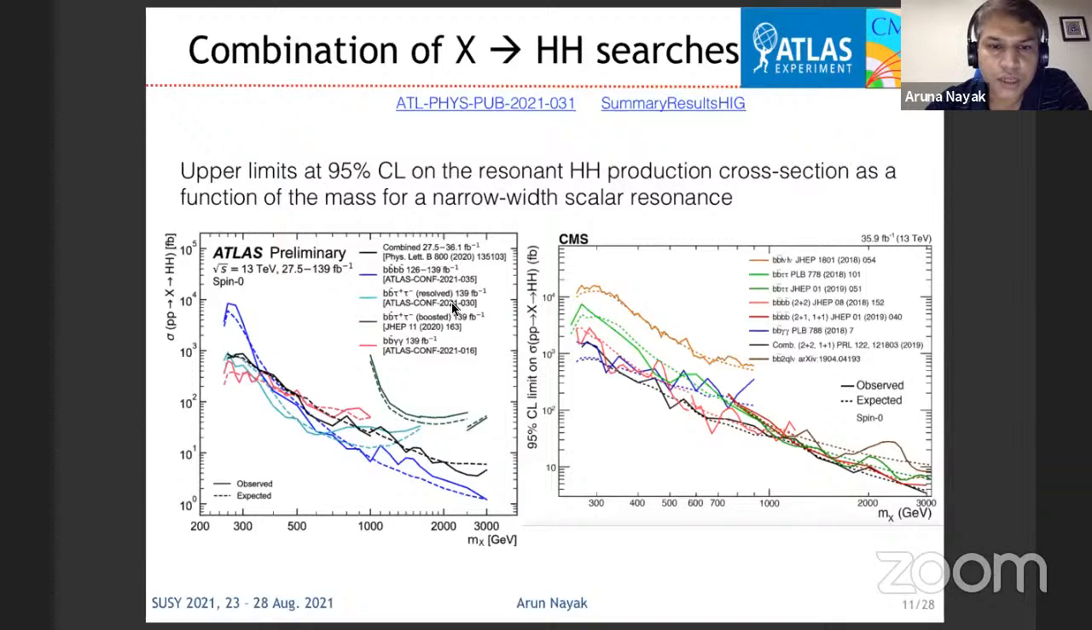So most of the analyses are actually 2016. Here the updated ones are these two, 4B and BB tau tau, coming from full Run 2. You can see that the deep blue and light blue ones are better than the 2016 combined result, which is the black line. Similar plots are there from CMS, but all of them are from the 2016 data. So we expect to have updates very soon.